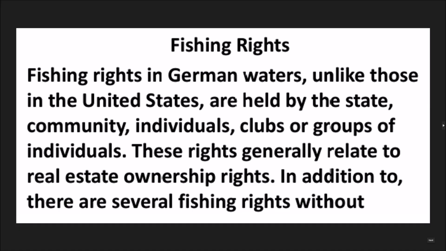Fishing rights. Fishing rights in Germany, or in German waters, unlike those in the United States, are held by the state, community, individuals, clubs, or groups of individuals. These rights generally relate to real estate ownership rights. In addition, there are several fishing rights without. In other words, one person may own the land and one person may own the water. Your fishing water permit allows you use of 1 meter of the bank from the edge of the water back. Some will actually allow 2 meters depending on the situation.